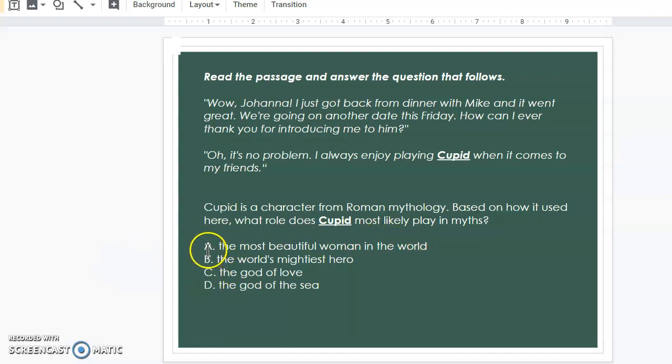For example, if your answer is A, you're going to say the most beautiful woman in the world. Okay? You guys can go and look up these characters to see if they also give you a hint. Find something to read about these characters. It will help you with your answers.